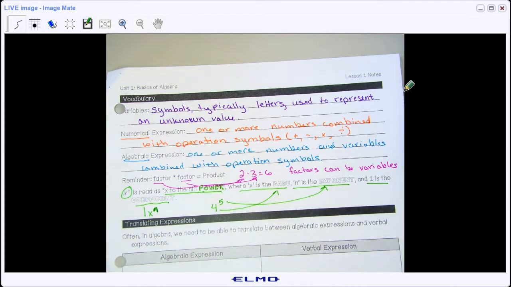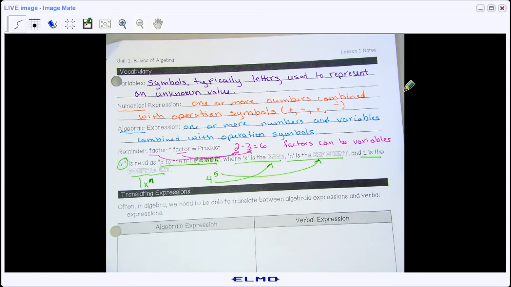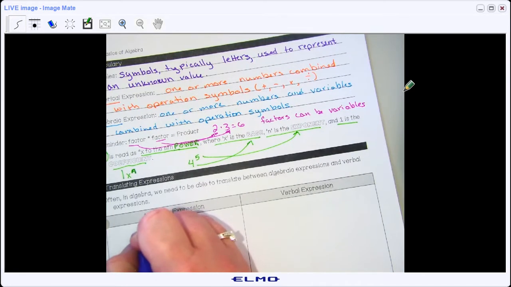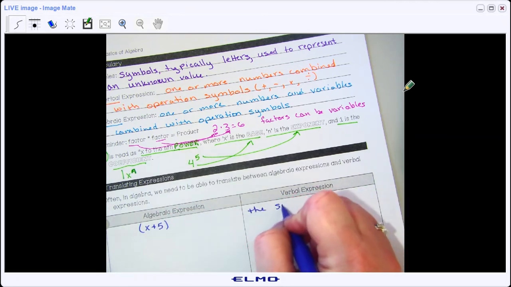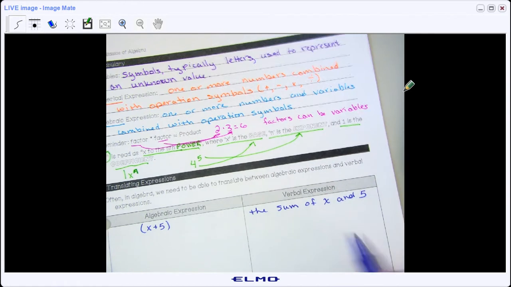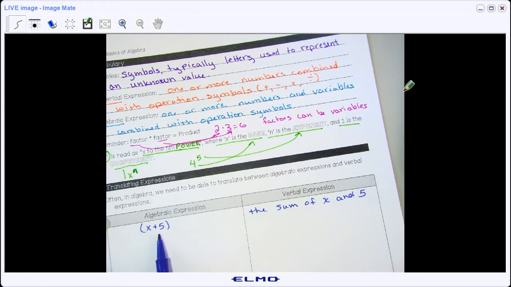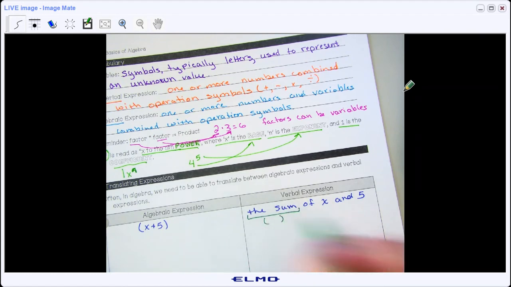So we can translate back and forth. We can write things algebraically. We can also write them verbally. So for example, we can write this as the sum of x and 5. So here's the verbal, the sum of x and 5. Here's how I would write it algebraically, x plus 5. That phrase right there, though, the sum, that tells us to put parentheses around it. So that's why I have parentheses x plus 5.